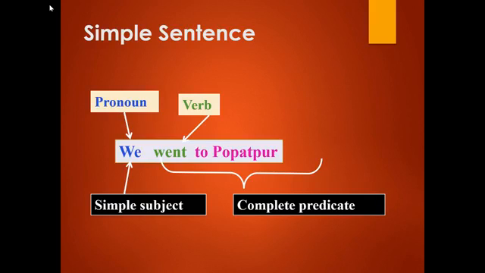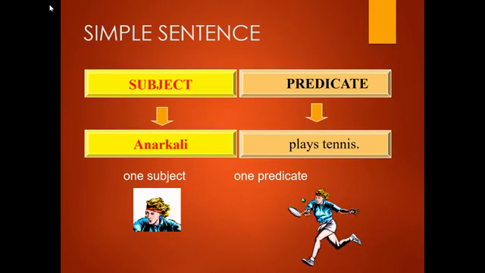See over here, we went to Popatpur. Here we is the subject. It is a pronoun. Went is the verb and to Popatpur is the object, and went to Popatpur together is the complete predicate, right? As I told you, there's a subject in a simple sentence, only one, and there is a predicate, which is a combination of different words that come after the subject, right? For example, Anarkali plays tennis. This is one subject, Anarkali, and plays tennis is one predicate.